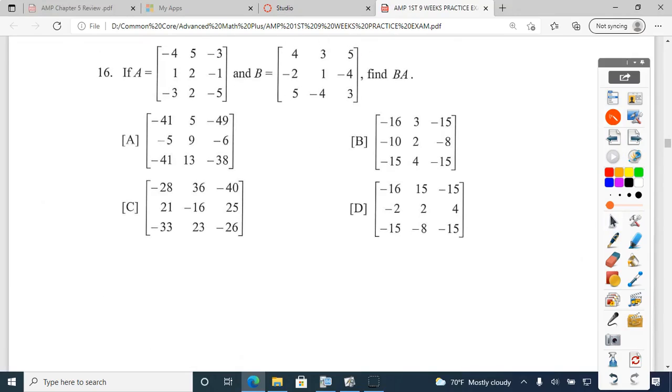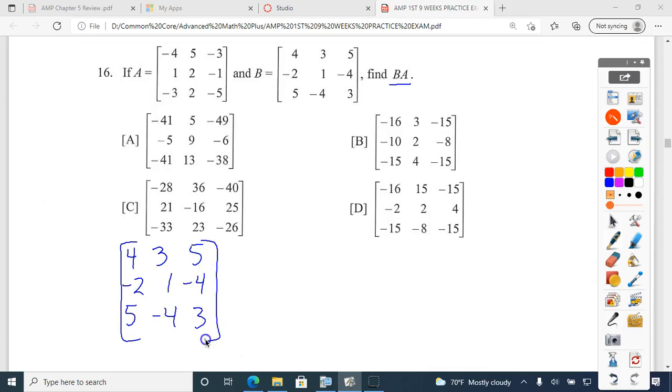16, we are multiplying. That's a lot to do. Okay, I'm going to show you both ways. The matrices are B: 4, 3, 5, -2, 1, -4, and 5, -4, 3. Times A, which is -4, 5, -3, 1, 2, -1, and -3, 2, -5.